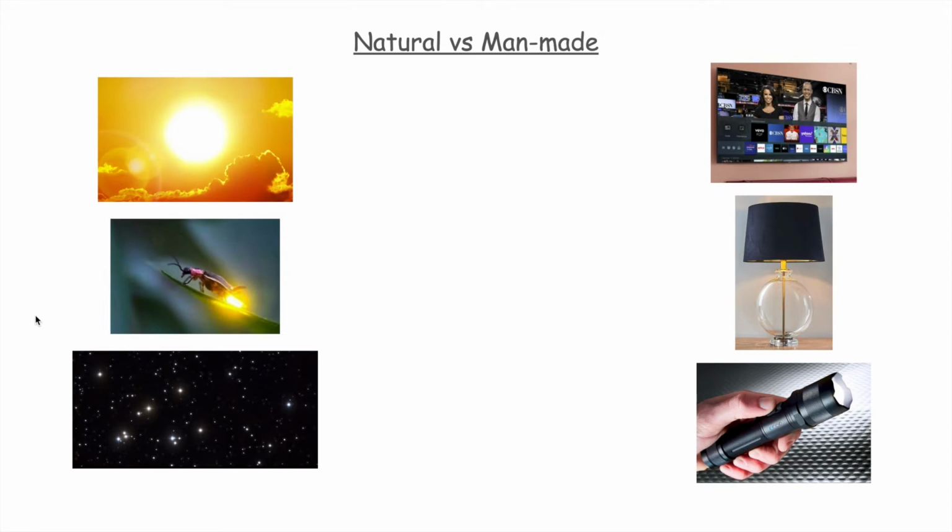And then there's man-made light, okay? So man-made is something that obviously man has created to create light for us, in particular when there's an absence of natural light. So for example, in the middle, we've got a table lamp, or we've got a torch, or we've got the TV, okay? We don't necessarily use the TV as a source of light, but it creates light.